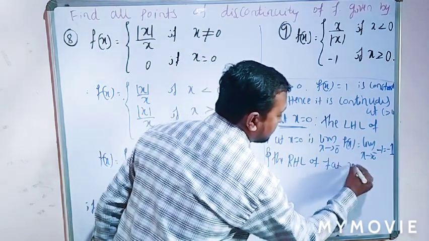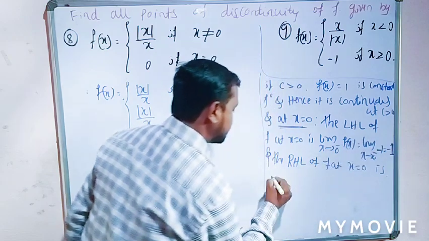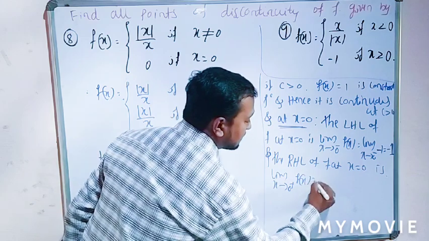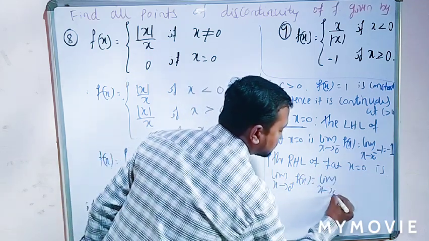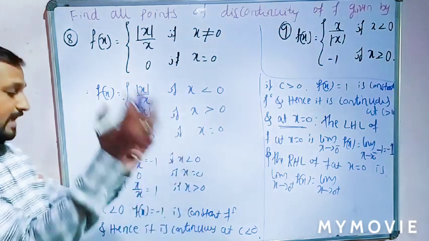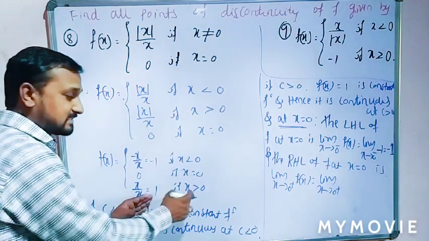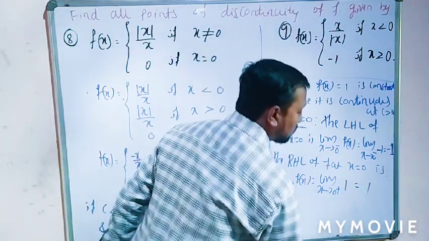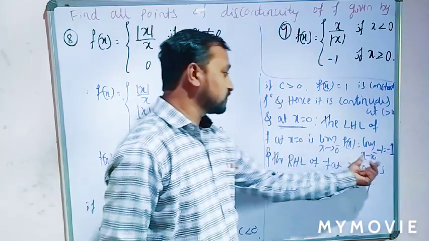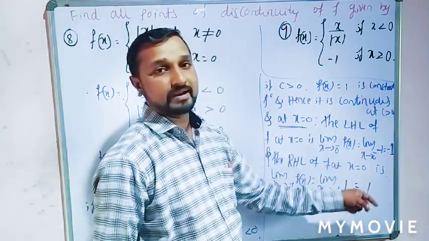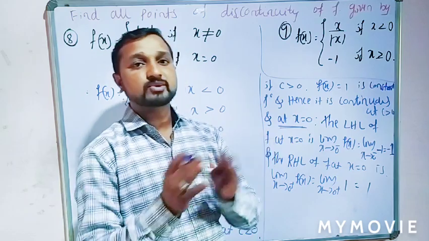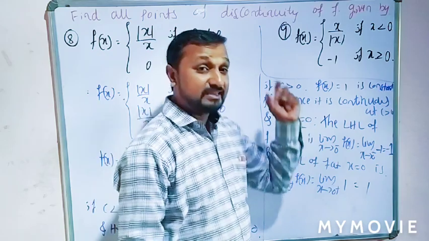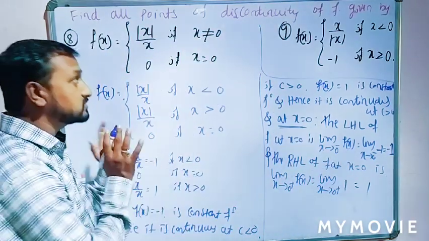And the RHL of f at x equal to 0 is limit of x tends to 0 plus f of x, that is equal to limit of x tends to 0 plus, what is your f of x corresponding to RHL? So here plus 1. X greater than 0 is nothing but this is your RHL. So plus 1. So that is 1 is equal to 1. Here see that the LHL is minus 1 and RHL is 1. Here LHL and RHL are not coincident, or LHL is not equal to RHL. Thus the function should be discontinuous at the point x equal to 0.